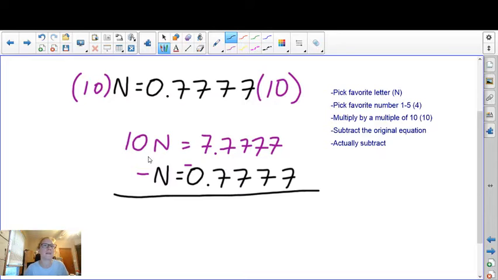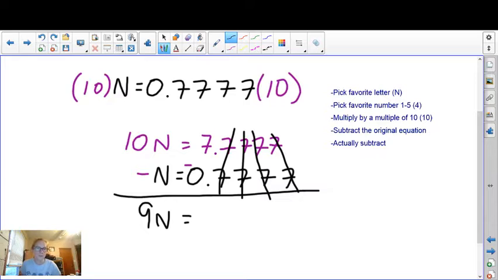So I have 10 of my something minus 1 of my something. It will give me 9 of my somethings. And then this is the cool part that I like. This guy crosses off, this guy crosses off, that guy crosses off, that guy crosses off. So I'm getting rid of all of those decimal points, which is why I subtract by my original, so that I can cause them to go bye-bye. And then I have 7 minus 0, which is just 7.